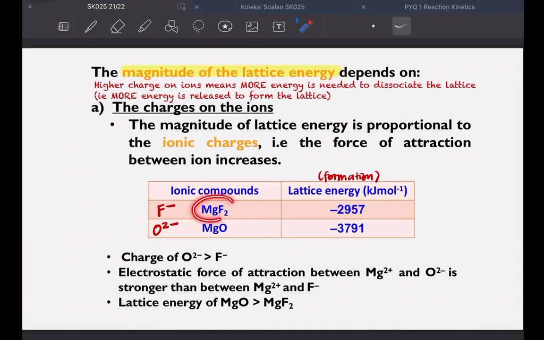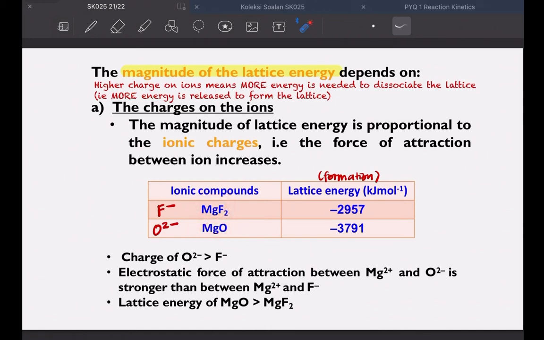So let's say here we have MgF2 and MgO. So MgF2 uses F- with -1 charge, while MgO uses O2- with -2 charge. So O2- has a higher charge than F-, therefore MgO has stronger force of attraction between the ions. Okay, so stronger force of attraction means that more energy will be released when we are forming this lattice. Same as dissociation, more energy is absorbed in order to dissociate this lattice compared to MgF2.